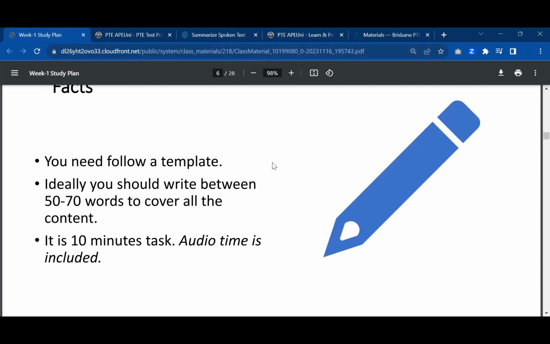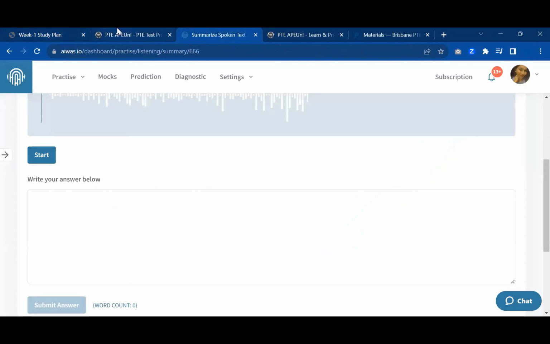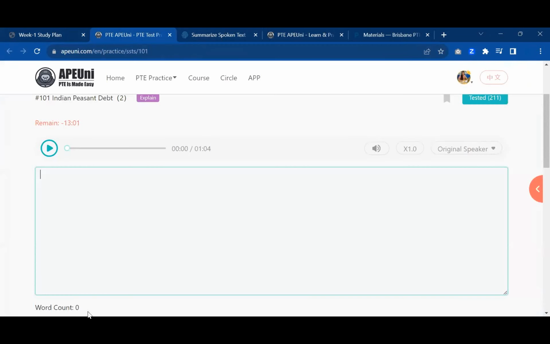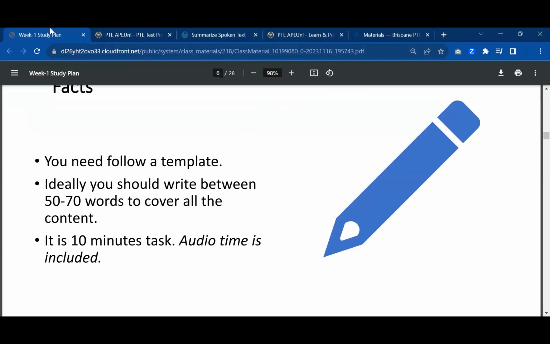Okay, and there is a word limit, as you guys saw. This is where you will find your word count. That means this topic has a word limit as well. The word limit is minimum. Everybody has to write a minimum of 50 words, and everybody can write a maximum of 70 words.